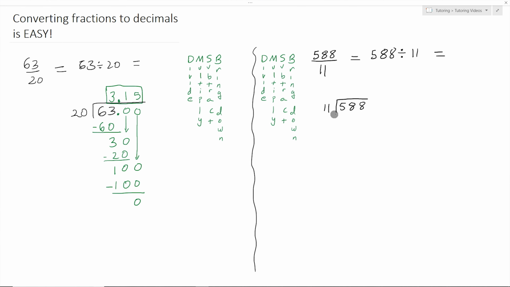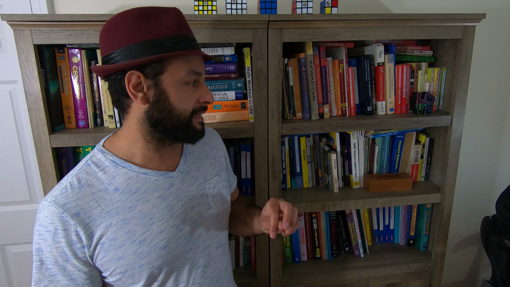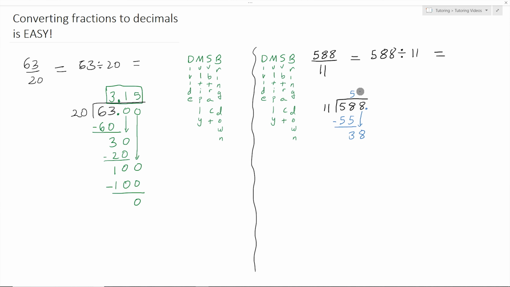588 divided by 11. 11 goes into 58 5 times, that's division. The multiply, 5 times 11 is 55. Subtract, 58 minus 55 is 3. Bring down the 8. There can't be any repetition yet. We're not down to the remainder. 38 divided by 11 is 3 with some remainder. Multiply, 11 times 3 is 33. Subtract, 38 minus 33 is 5. Bring down the 0.